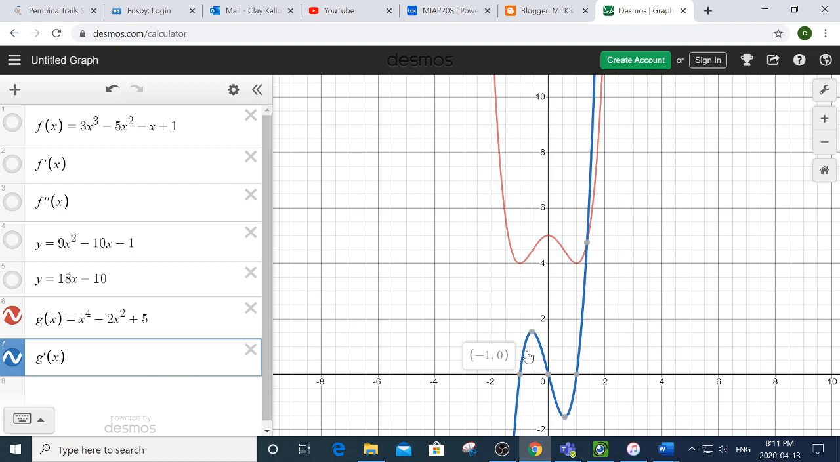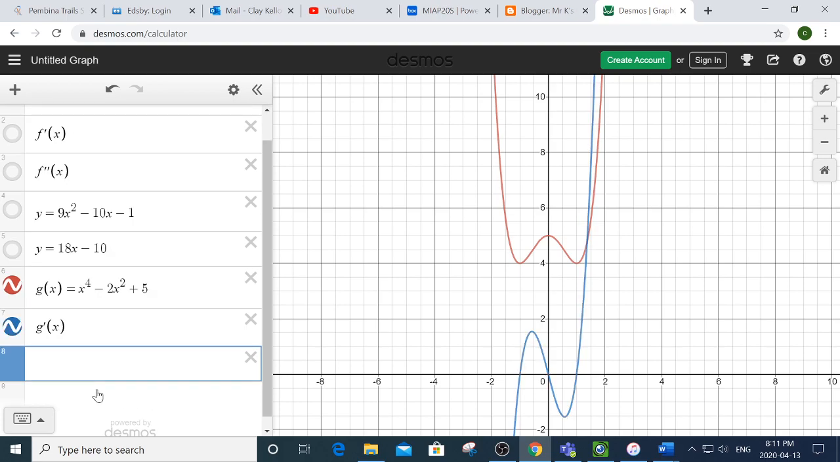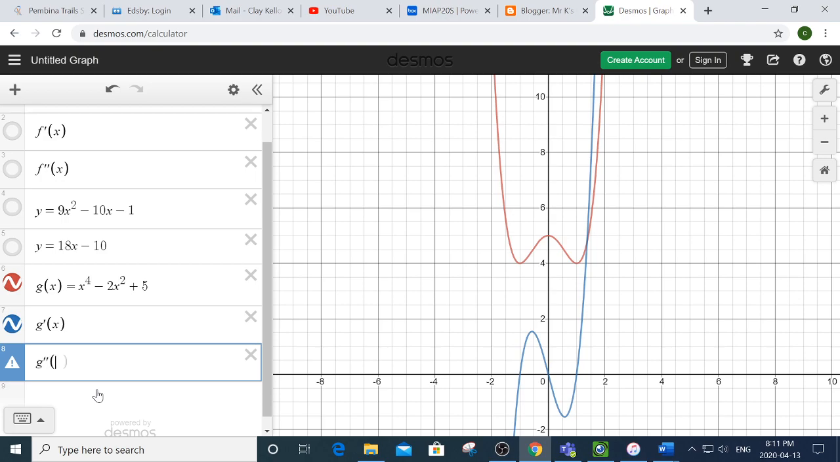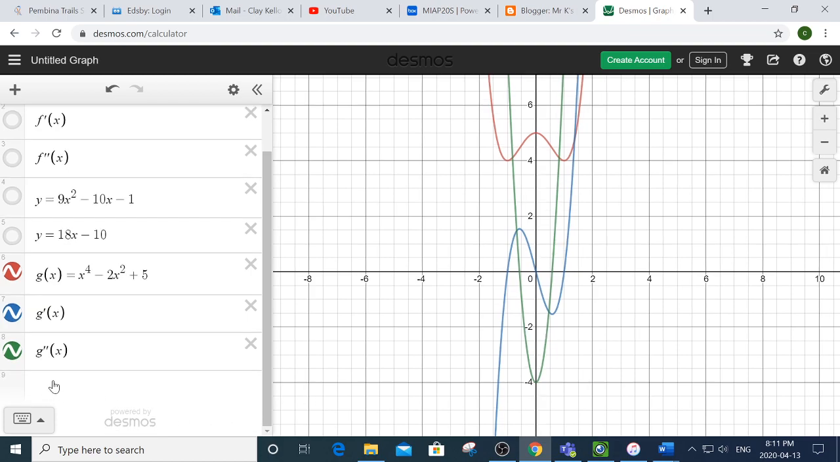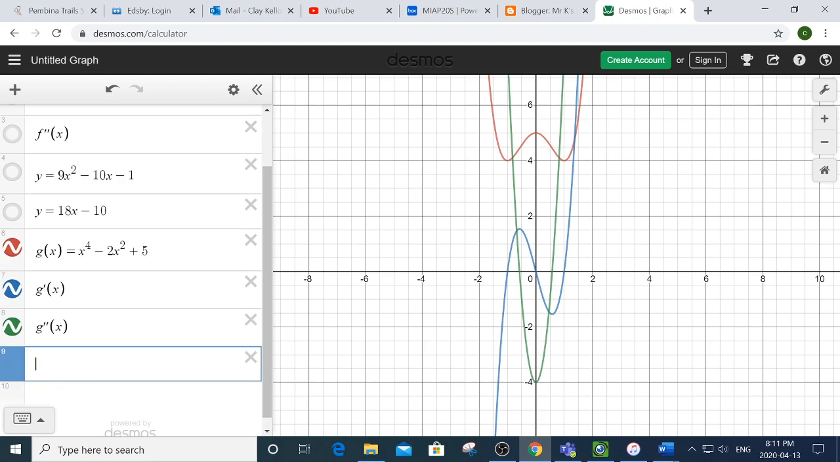There it is. Makes sense that a quartic derives to be a cubic, which differentiates to be a quadratic. And then I would like to know what g double prime of x equals, what was it again? X equals 2. So there's a couple ways I can do this. I can actually enter x equals 2 and then just find out where those two things meet.